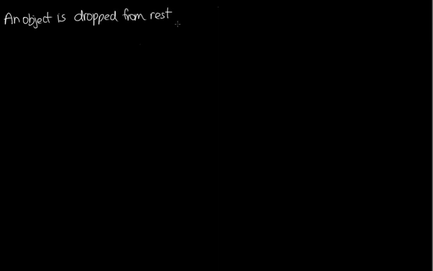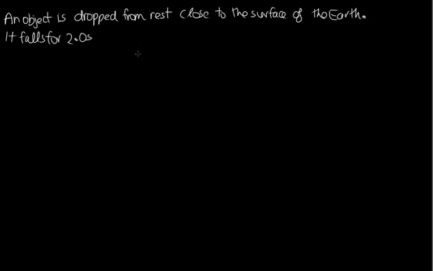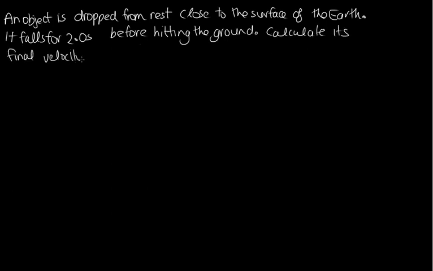So the question is, an object is dropped from rest close to the surface of the Earth. It falls for 2.0 seconds before hitting the ground. Calculate its final velocity. So to do this, we're going to need to use the formula acceleration is equal to the change in velocity, which is the final velocity minus the initial velocity over the time.